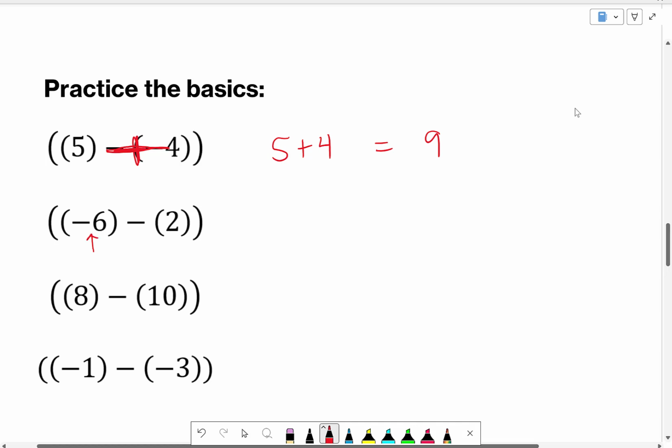Here we have a negative 6, and then we have a negative 2. So we can actually write minus 6 minus 2. How many negatives do we have total? We have negative 8.